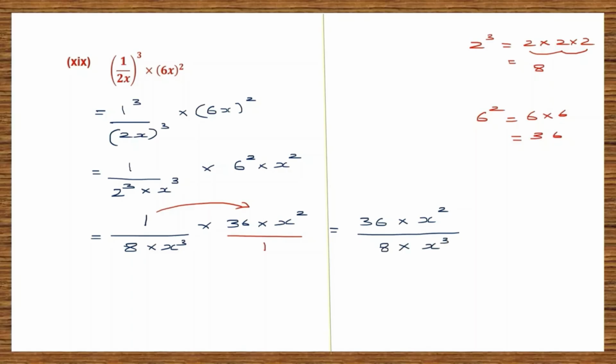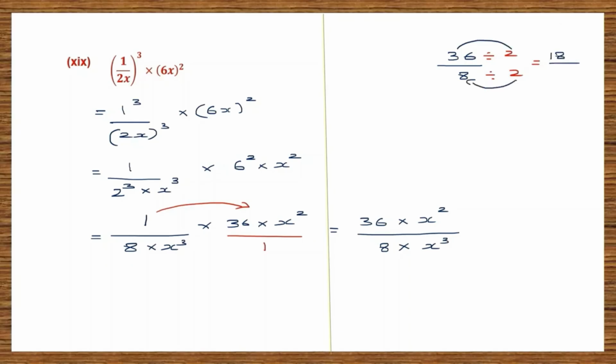Now let's do that. Let's take 36 by 8. Now 36 divided by 8 can be reduced by 2. Both these numbers are divisible by 2. So let's reduce this and see. 2 into what is 36? 2 into 18 is 36 and 2 into 4 is 8.